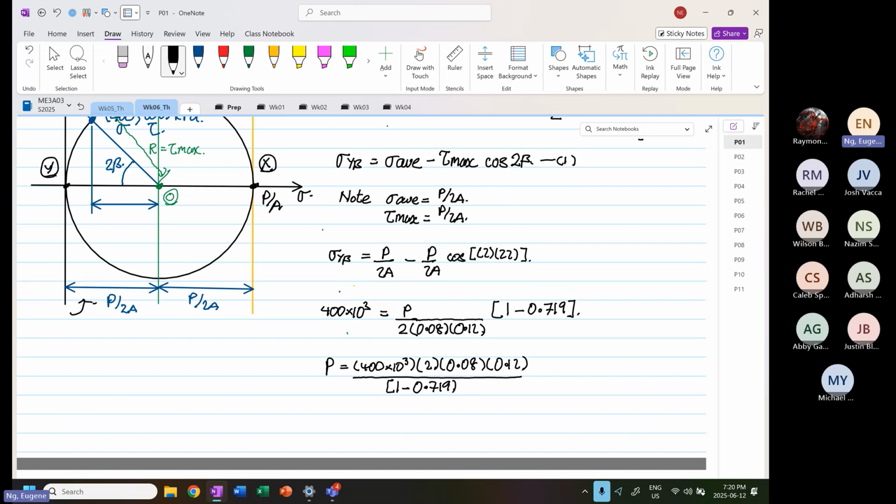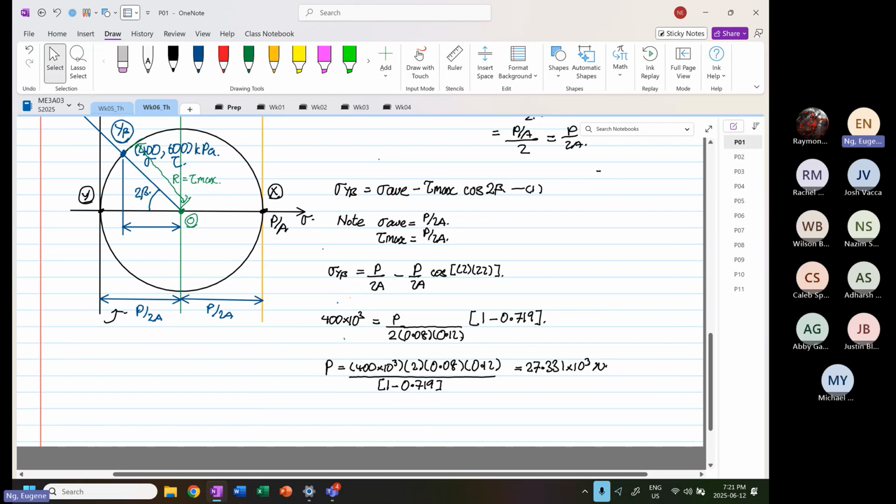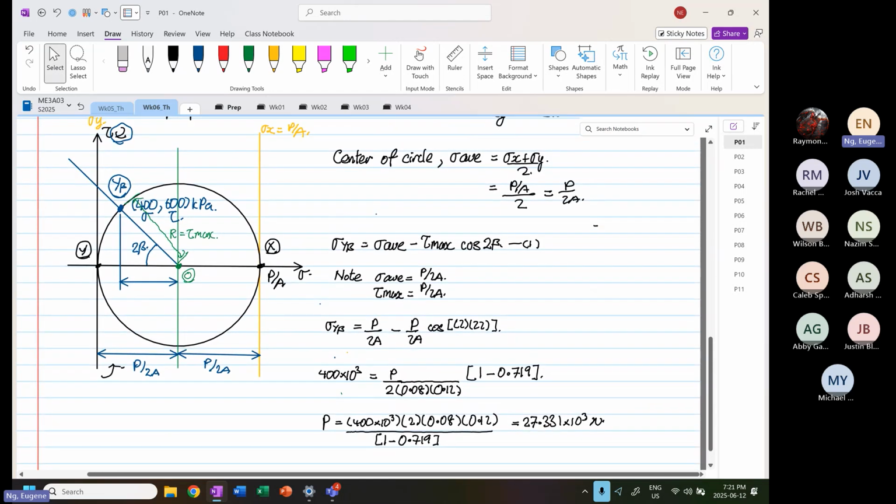Yes, so 400, I'll change my bracket. So 400 times 10 to the power 3 times 2 times 0.08 times 0.12 divided by 1 minus 0.719, close bracket. So it's equal to 27.333 or 27.331 times 10 to the power 3 Newton. Okay, so that is our P value.